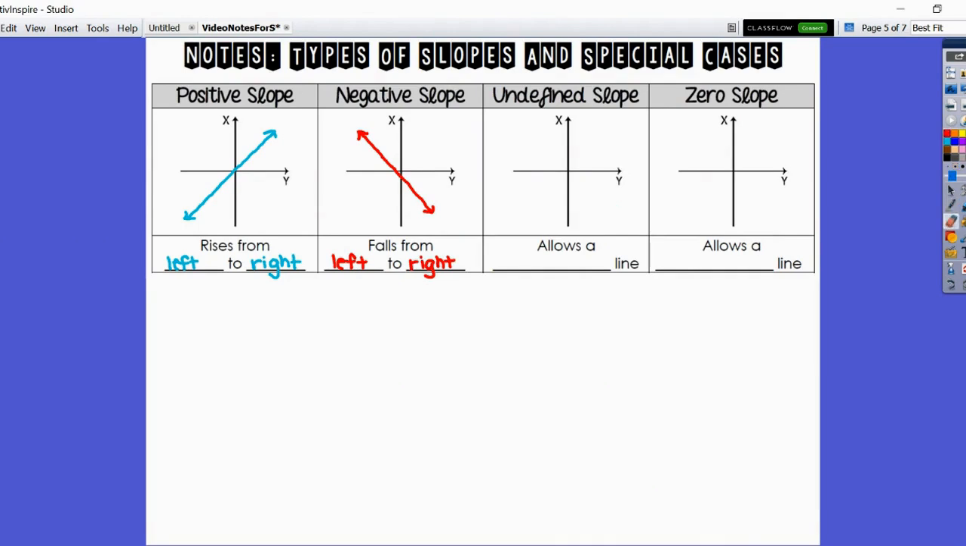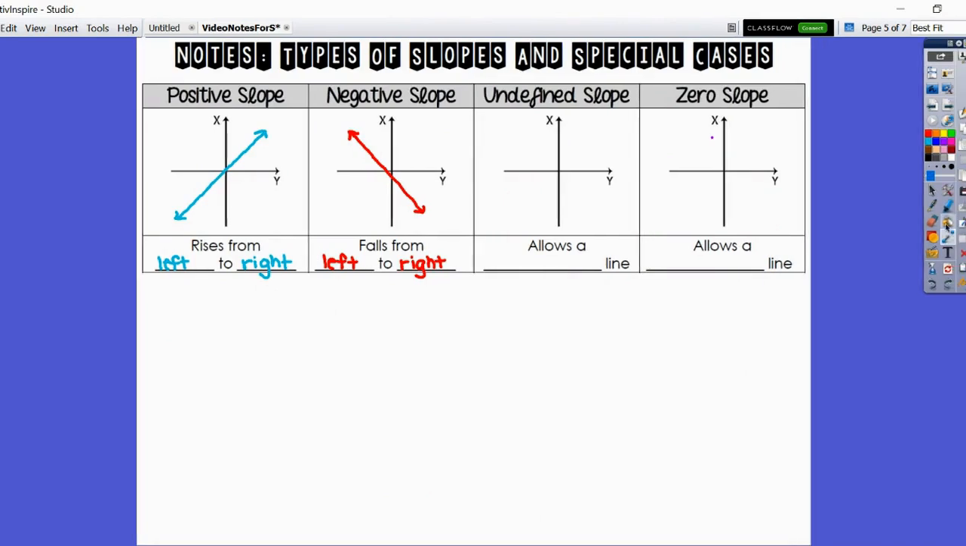An undefined slope is always, always, always going to be a vertical line. Let me draw a little bit better vertical line here. I'll use a tool to help me out here because you want that vertical line perfectly up and down.